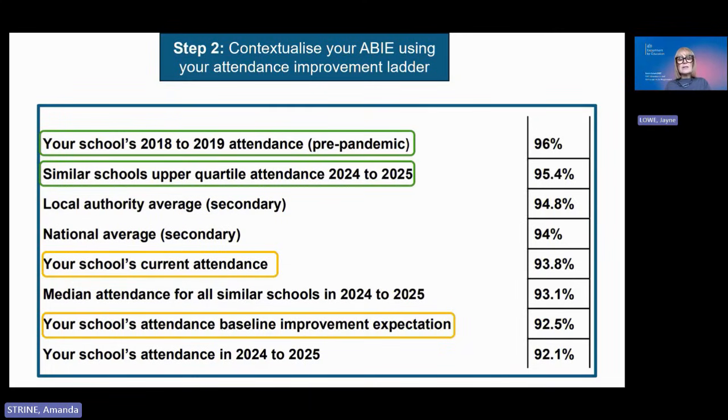You can see that its current attendance is tracking at 1.3 percentage points above its ABIE. So the challenges for this school then are twofold. Firstly, sustaining the improvements on last year and avoiding any mid-year drop. And secondly, really working to climb the ladder as much as possible back towards pre-pandemic levels of attendance.